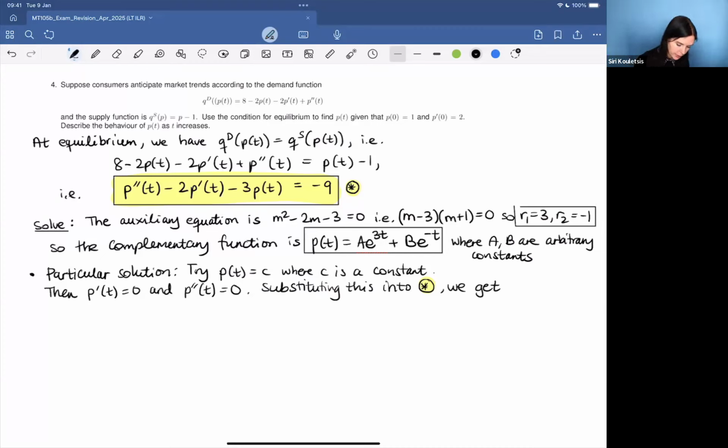Now, obviously here we get 0 minus 2 times 0. I'm just writing that down so that the substitution is very clear. And then we get minus 3c, and that's equal to minus 9. And so c is 3. And our particular solution is P of t equals 3. And now we know that the general solution then is the complementary function plus the particular solution.